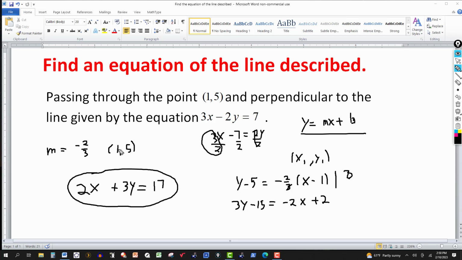And you can check it out. It's supposed to contain the point (1, 5), that is, pass through the point (1, 5), so I put a 1 where the x is, 5 where the y is, so that'll be 2, and this will be 15, and 2 plus 15 is 17, that checks out. And obviously the slope is, as we saw when we solved it for y, the coefficient of the x will give me negative 2/3, so that's the slope. And this is your standard form.